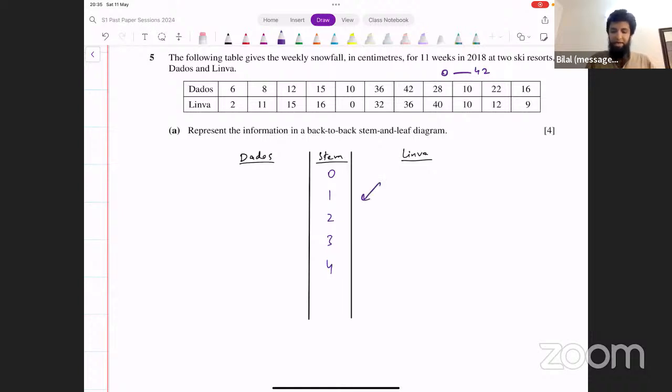Now, these lines are necessary. You have to draw vertical lines. If you don't draw vertical lines, you lose a mark. Okay, if you just leave some gap like this, assuming that it's understood that you have stem in the middle and then leaves on the right side, you lose a mark. Drawing this vertical line is necessary. Okay. Now, let's write down these values.